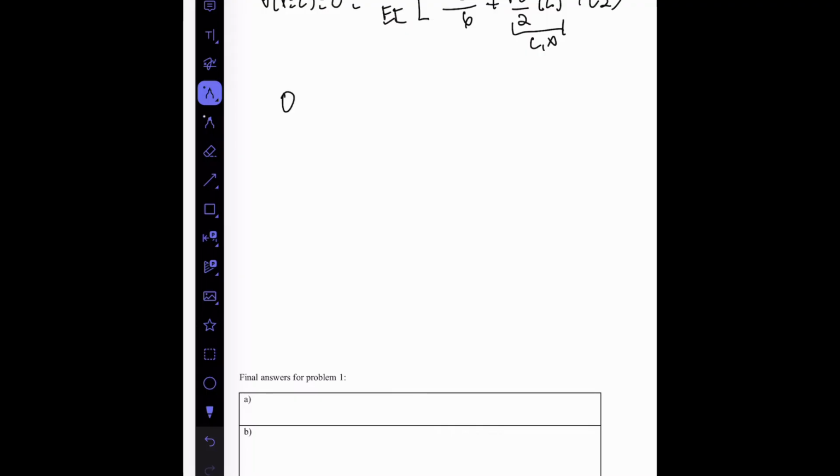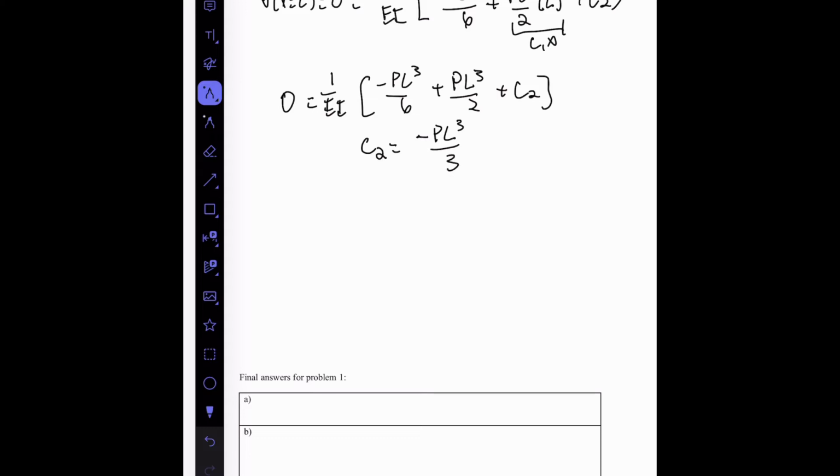So we're going to have 0 is equal to 1 over EI times negative PL cubed over 6 plus PL cubed over 2 plus C2. And if we solve this out, we end up with C2 is going to be equal to negative PL cubed over 3.